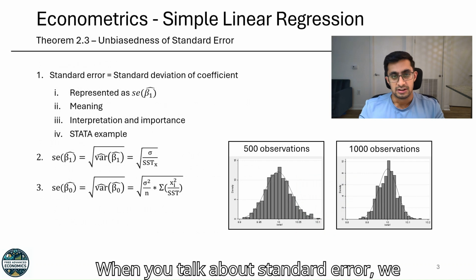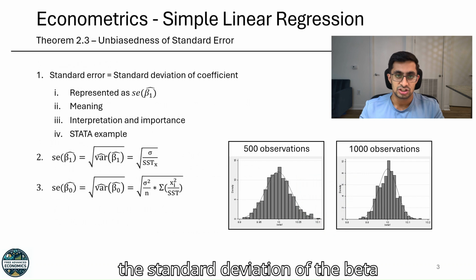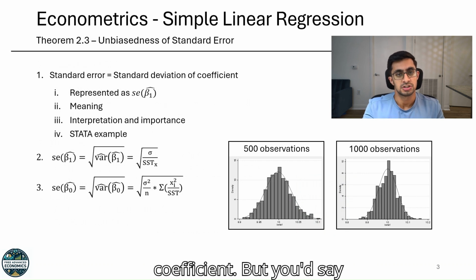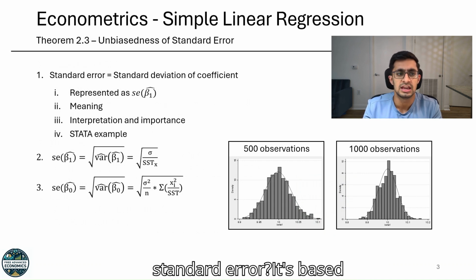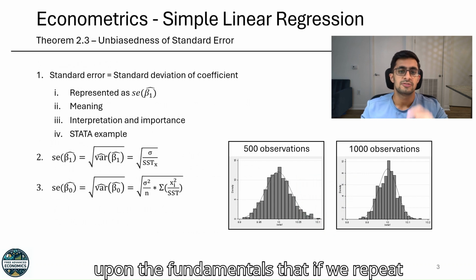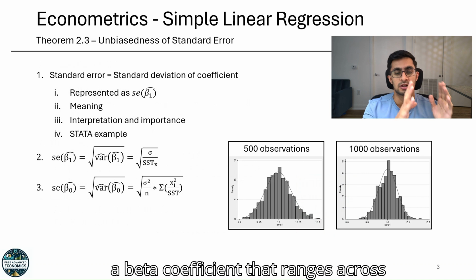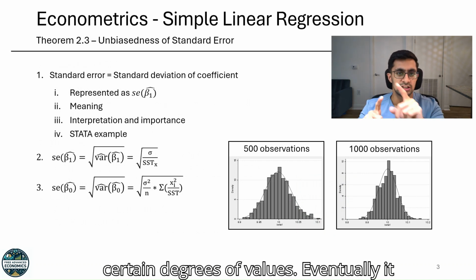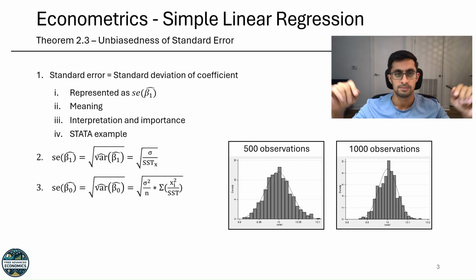When we talk about standard error, we essentially say that we're talking about the standard deviation of the beta coefficient. But you'd say, hey, Sarthak, if you're doing the same regression, how do we have a standard error? It's based upon the fundamentals that if we repeat the same type of regression over and over again, you eventually get a beta coefficient that ranges across certain values, but eventually it consolidates down to a normalized form.